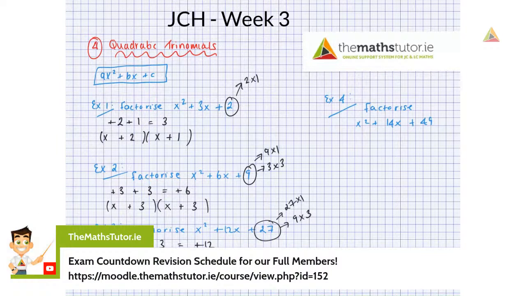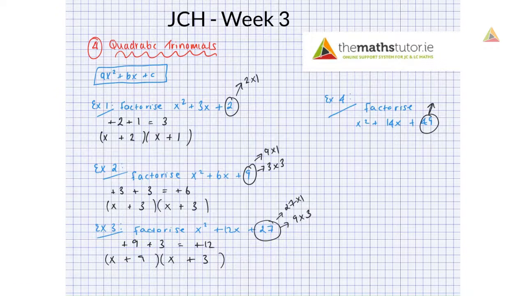And again, you're going to circle the constant term, which is 49. So you're going to circle 49, you're going to write out all the factors of 49. Now, remember you need to either add or subtract to give you the middle number, which is 14. So 49 by 1, that's not going to work. What about 7 by 7? That will work. So 7 plus 7 gives you 14.